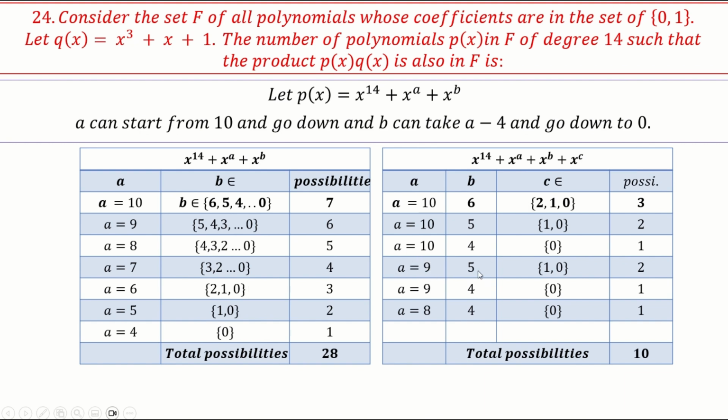If I take A equal to 9, B has to be maximum 5. C is 1 and 0, two options are there. If A equal to 9, B can be 4, then C is only one option. If A equal to 8, B is 4, C is only one option. So total possibilities here I have is 10 possibilities.